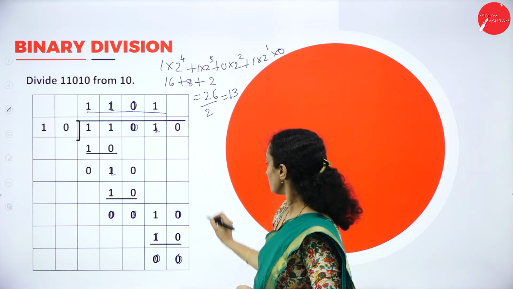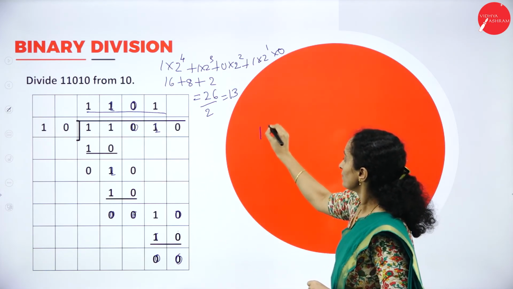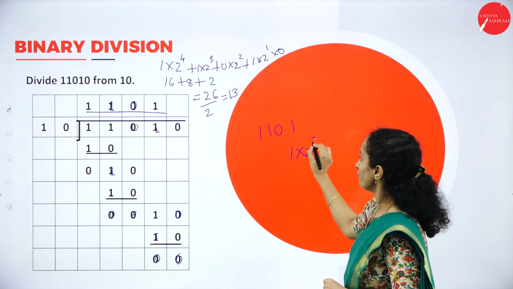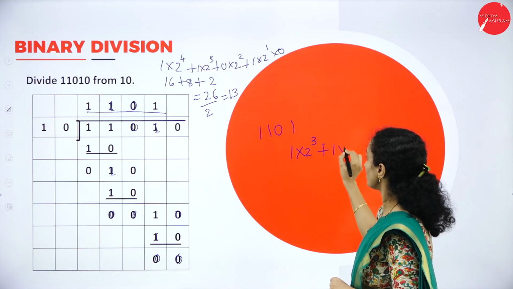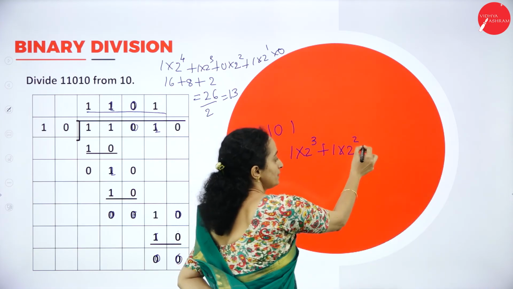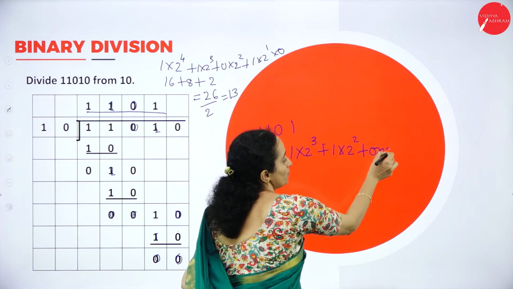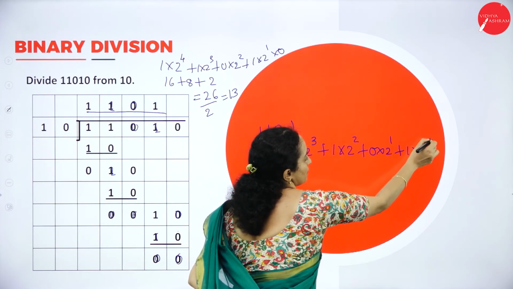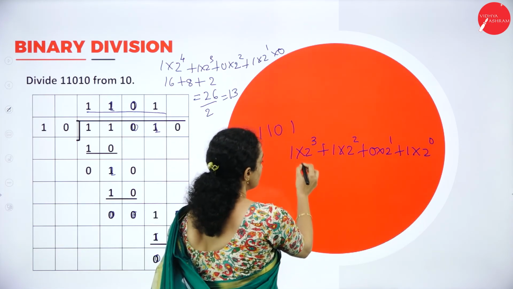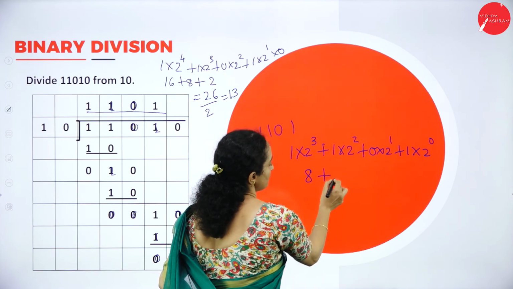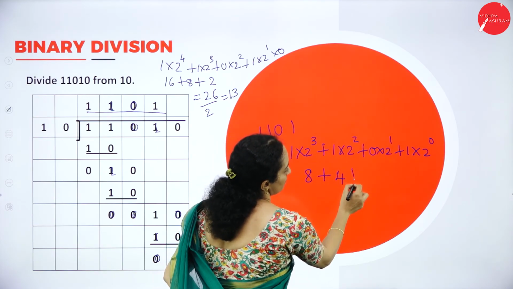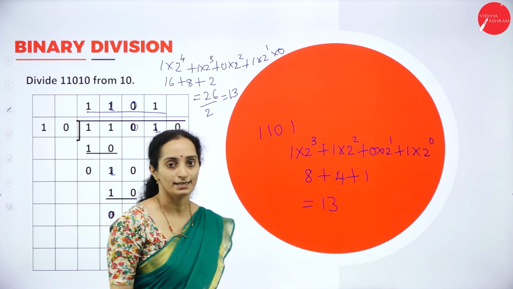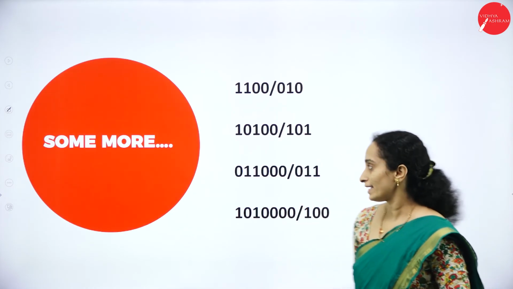When you check this, 1101 is 1 into 2 to the power of 3, plus 1 into 2 to the power of 2, plus 0 into 2 to the power of 1, plus 1 into 2 to the power of 0. So it results in 8 plus 4 plus 1, which results in 13. Next, we have these examples.